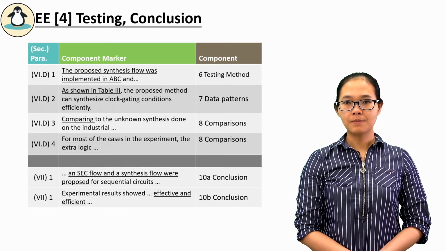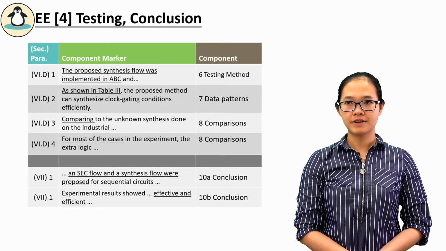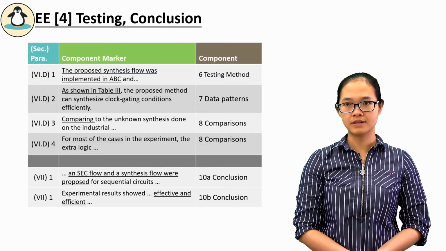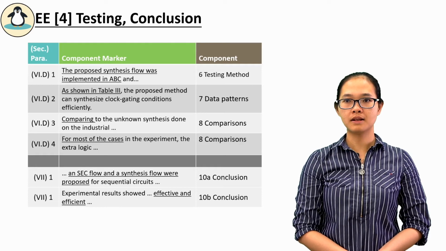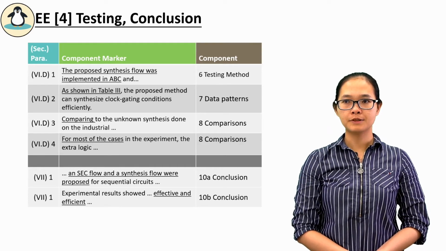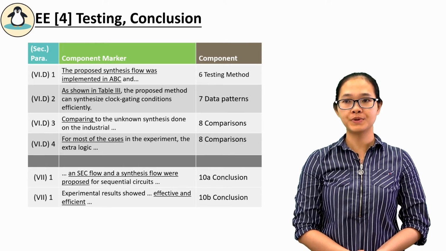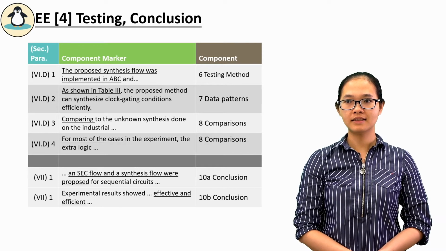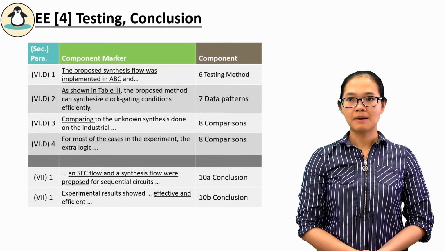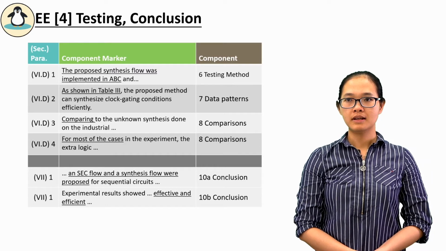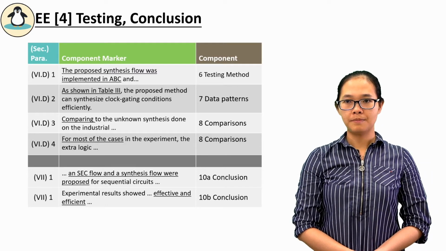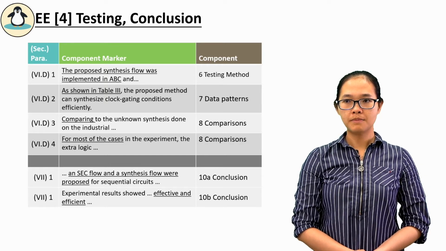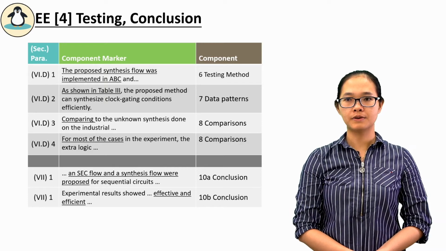And this is the table summary about the testing division and also the conclusion division. Subsection 6D includes 4 paragraphs and has 3 components: testing methods, data pattern, and comparison. And the conclusion division has 1 paragraph, but it talks about the summary of their work and also their contribution.